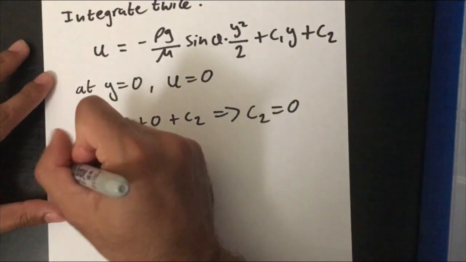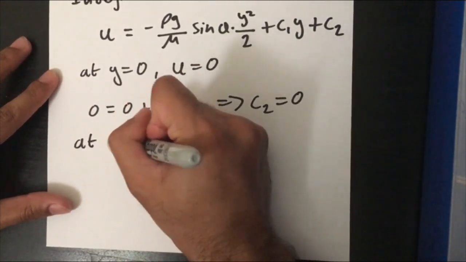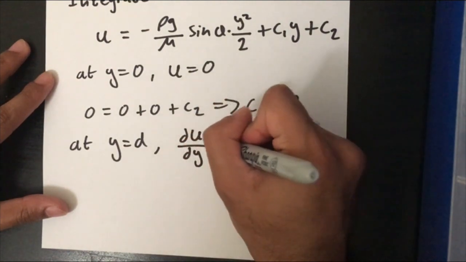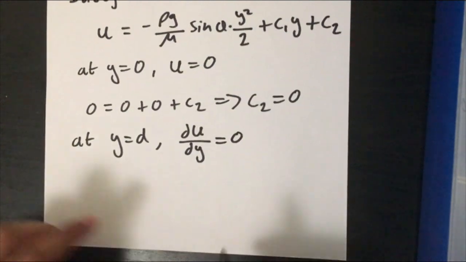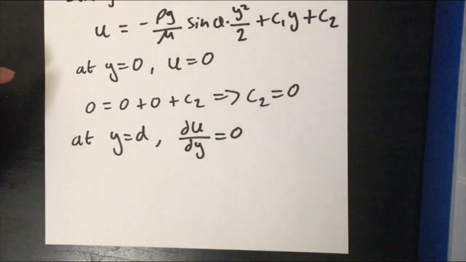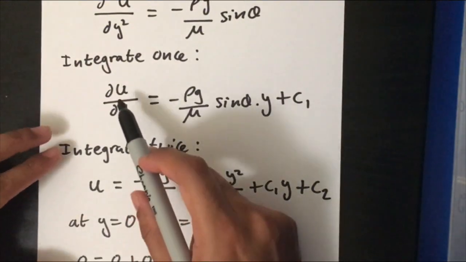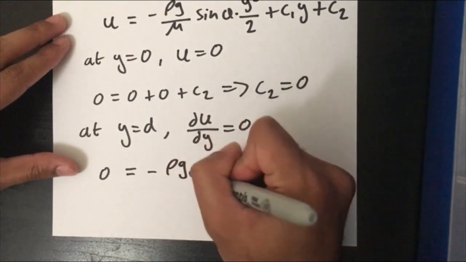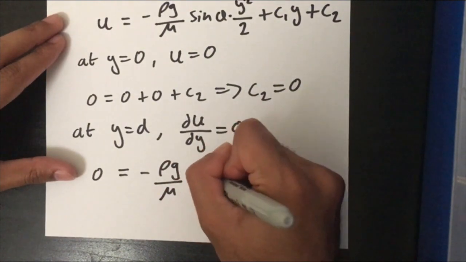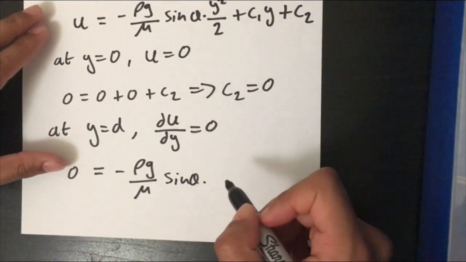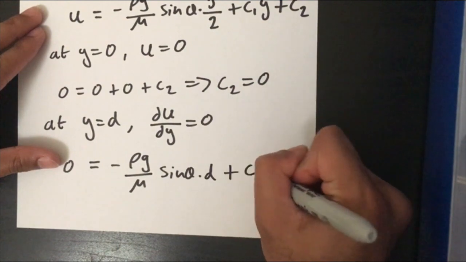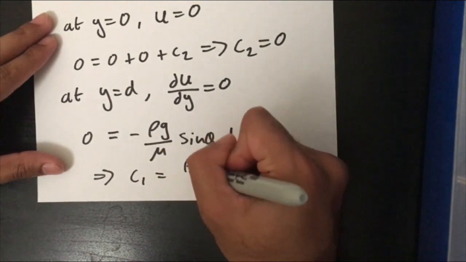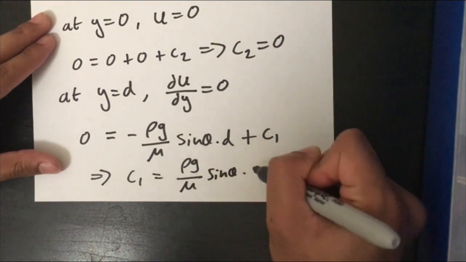So we could write our second boundary condition, that at y is equal to d, we know that delta u over delta y is equal to 0, as tau is equal to 0. So if we apply this to our equation again, 0 is equal to minus rho g over mu sine theta times y, which we established to be d, plus our constant c1. So from this we could work out c1 to be equal to rho g over mu sine theta times our d.